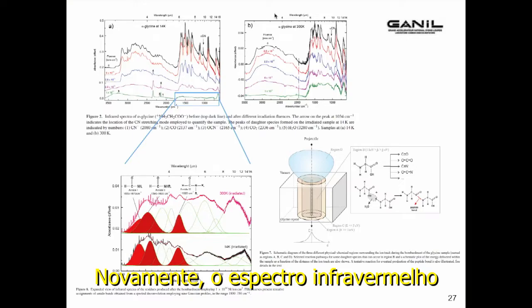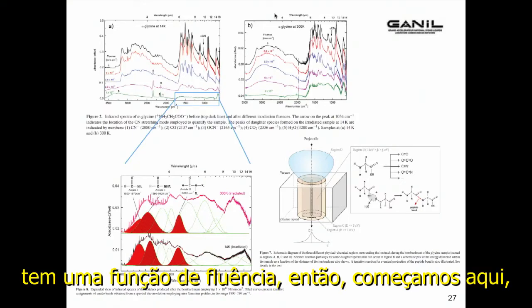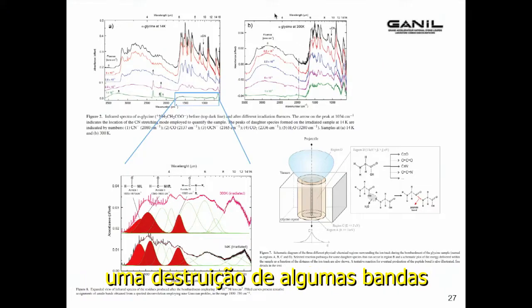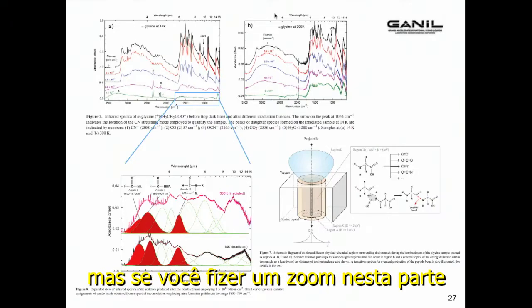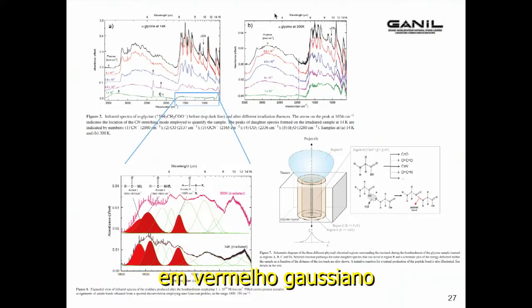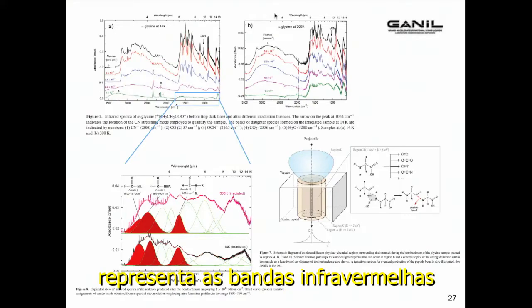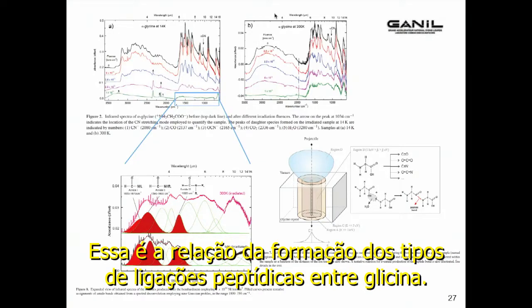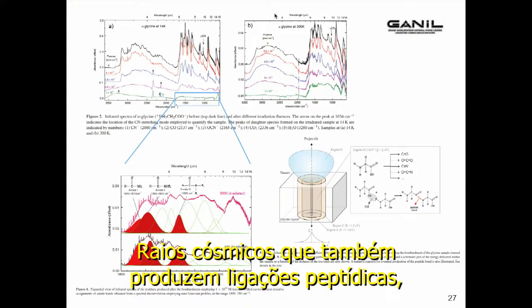Again, the infrared spectrum as a function of fluence: you start here, and as a function of fluence we can see a destruction of some bands, but if you zoom in on this part, this Gaussian in red represents the infrared bands of amide groups that are related to the formation of peptide bonds between glycine. So, cosmic rays can also produce peptide bonds if you have glycine in an interstellar environment.